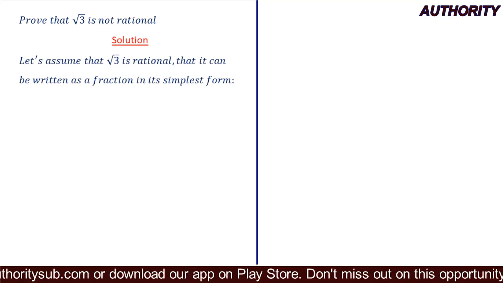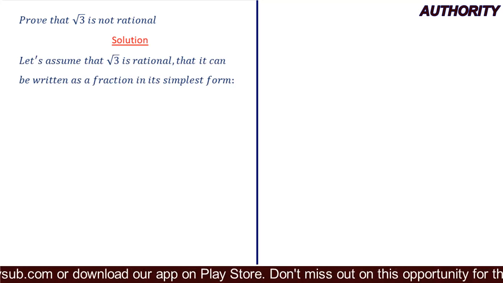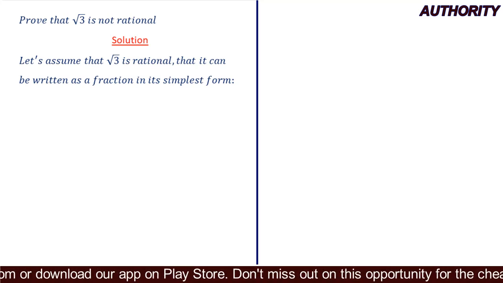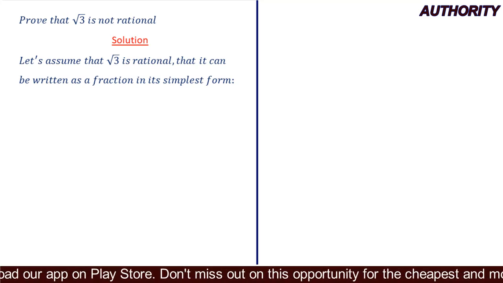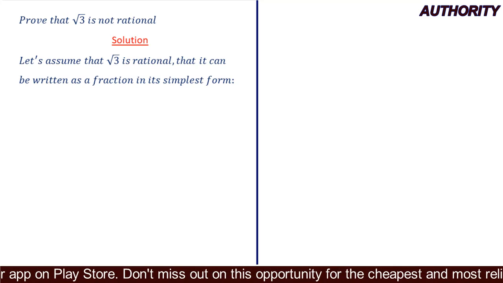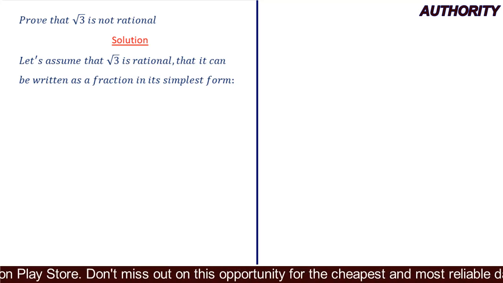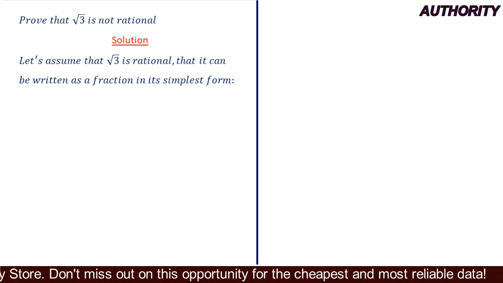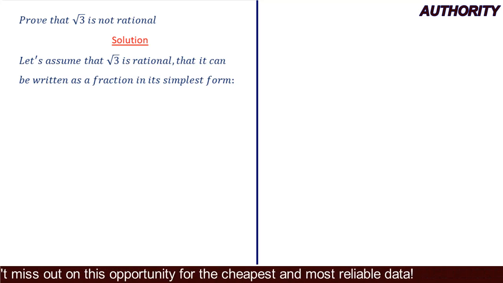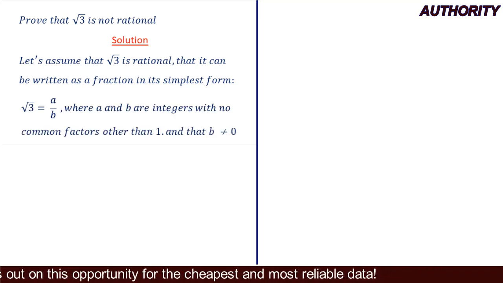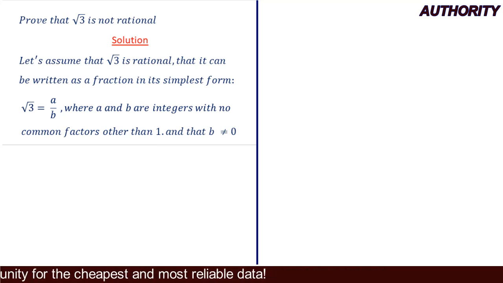We are going to assume that it can be written as a fraction in its simplest form. When we mean that a number is rational, that is to say it can be written as a fraction that is in its simplest form. Now look at this. We mean that this root 3 could be written as a fraction a over b, where a and b are integers with no common factors other than 1.